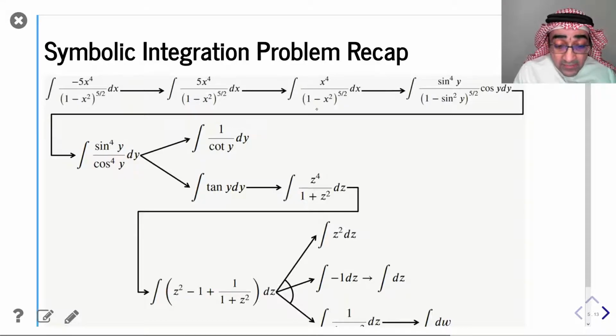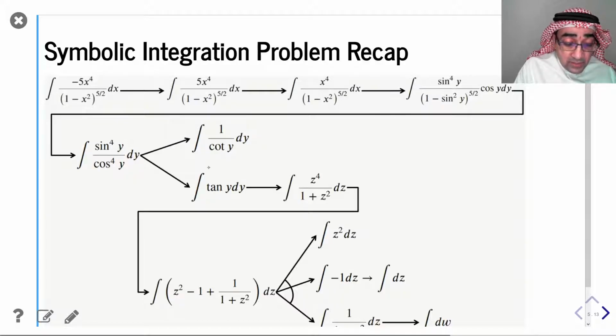Then I did not have any safe transform, so I did a heuristic transform and transformed this to this, which eventually came out to be sine to the power of 4 divided by cosine to the power of 4. When I had this, I had the choice: either I solve 1 over cotan x or I solve tan y dy. Notice this is an OR junction, so this node generates an OR junction. I can solve either this or this to get my solution.